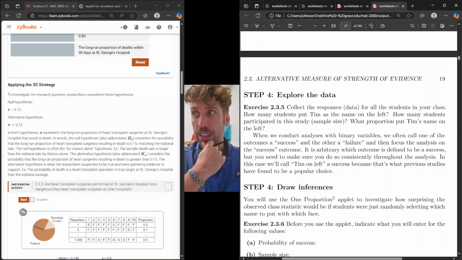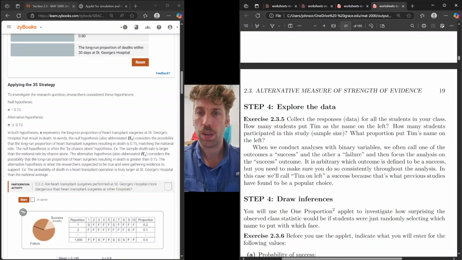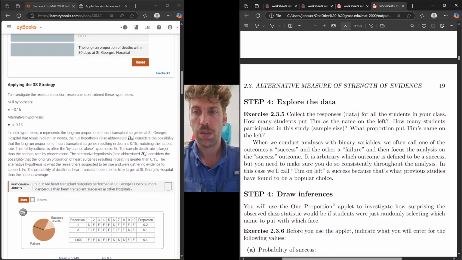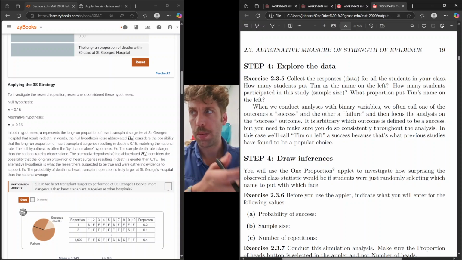Okay. Now for number 5, collect the data. Go to our discussion post and see what our class ended up thinking about which one is Bob and which one's Tim. And then we're asking what proportion put Tim's name on the left. We're making that choice so that we all use the same number. We could have easily done what proportion put Bob on the left, and that's fine, but we're all going to use the same convention so we all have the same number. By asking what proportion put Tim on the left, we're making sure it's a binary variable.